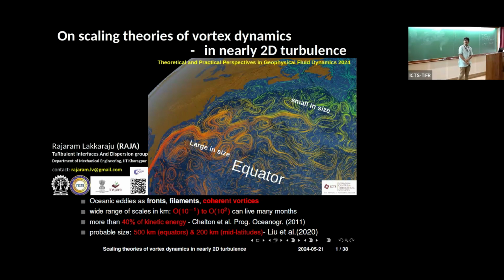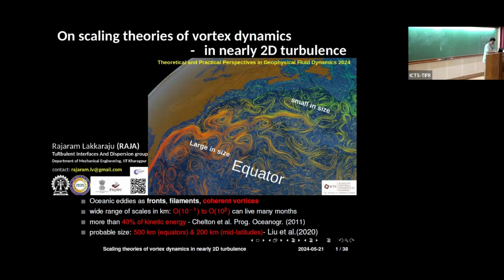Is there a way I can really construct a simple scaling theory based on counting the number of vortices and their size? If I know the vortex number depends on the area, a distribution kind of thing, can I construct an energy and entropy cascade? That's the whole point of today's talk.